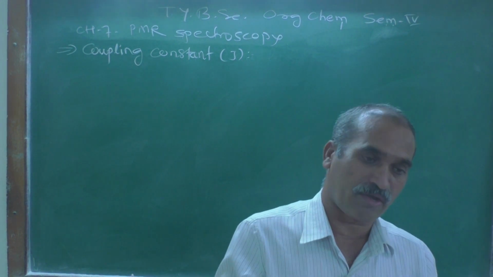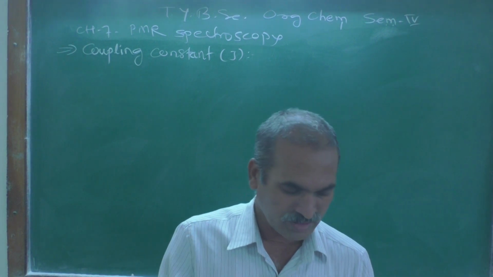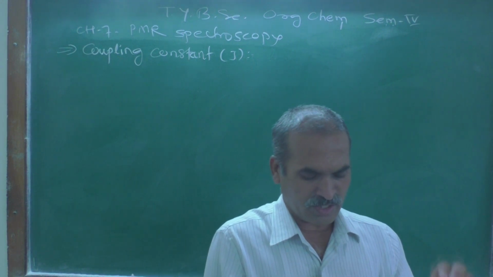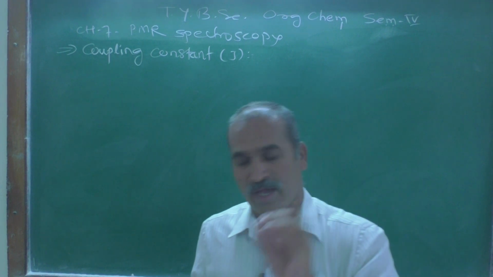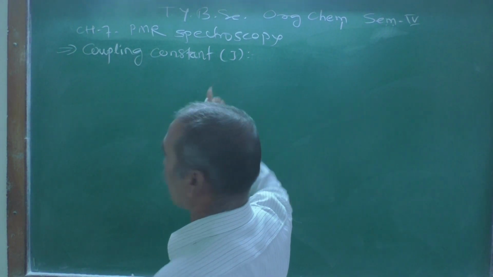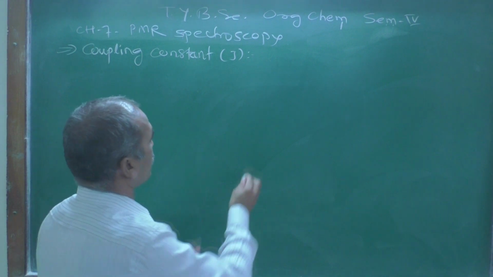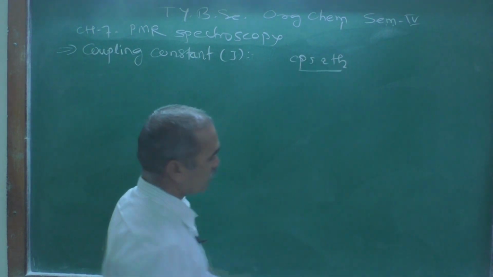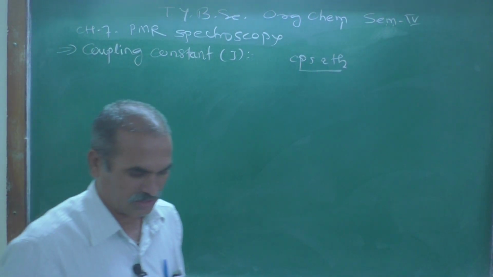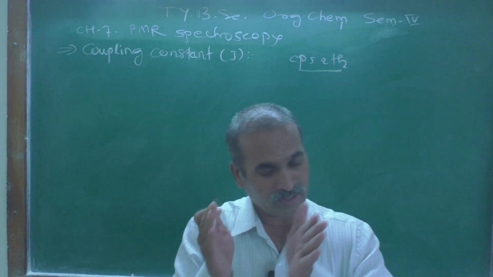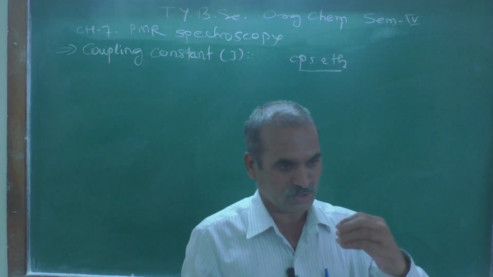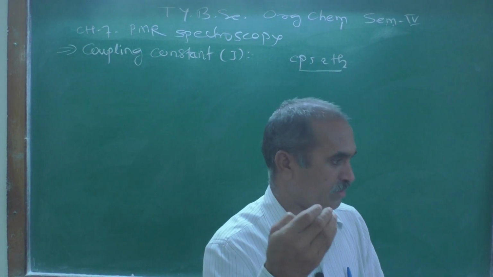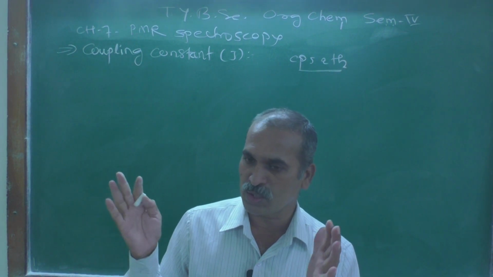I am repeating the definition of the coupling constant once again. The separation between the peaks within the multiplet is known as the coupling constant, and it is denoted by the symbol J, and it is measured in cycles per second or hertz. This is the unit of the coupling constant. So this is the definition as well as the unit and symbol. What does the symbol represent for a coupling constant?